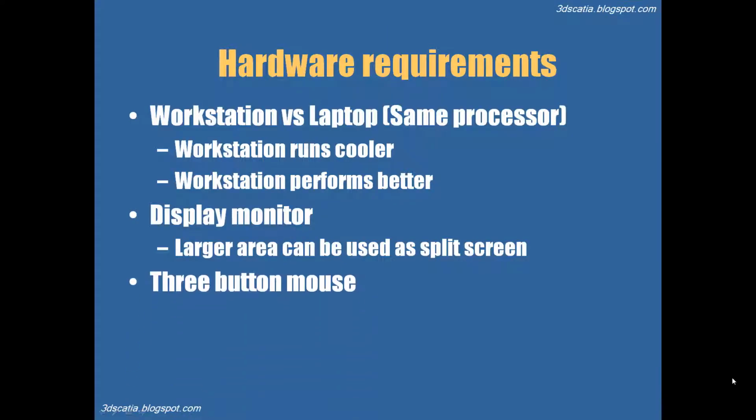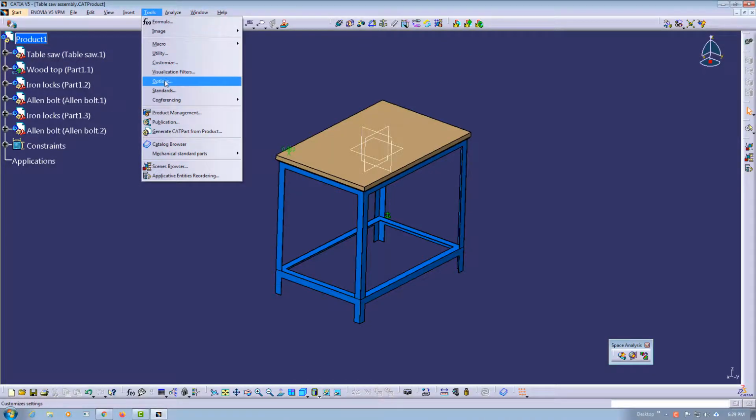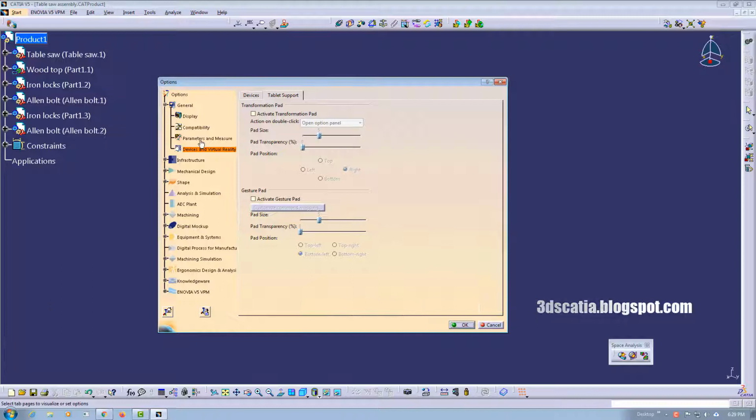Coming to the mouse, I'd suggest you go with a three button mouse. Navigating and manipulating the model is actually easier with a three button mouse. There is a workaround if you don't have one, but it would be relatively slow. So I'd suggest you go with the three button mouse.